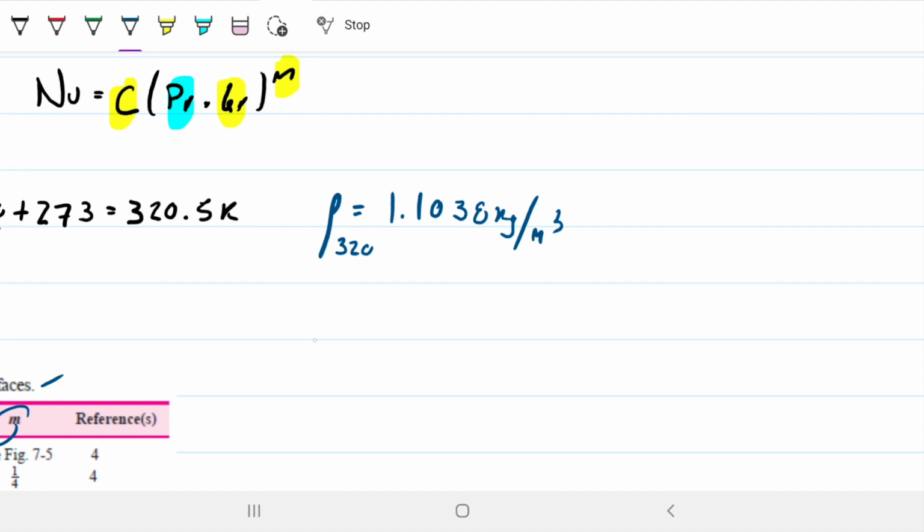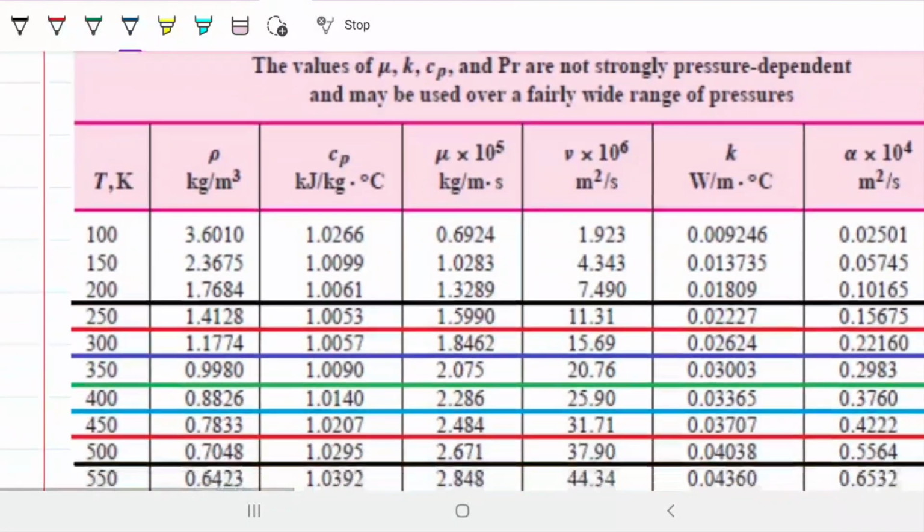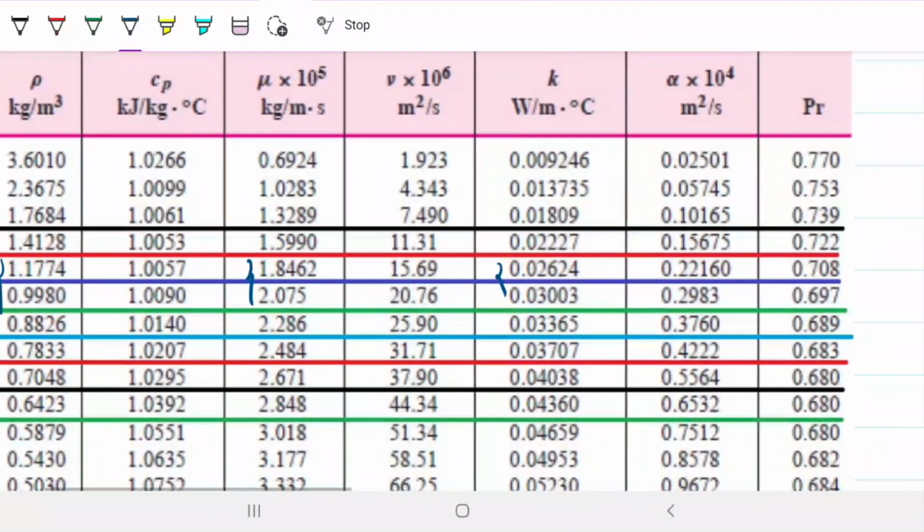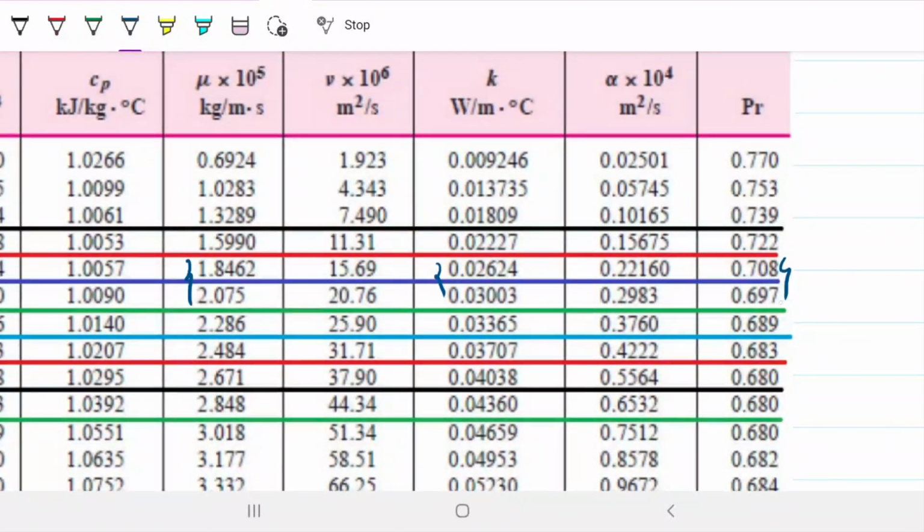What else? I'll need the viscosity at 320. I got that to be 1.94. This is all from table A5, by the way. I'm interested in 320, so between these two, and I had to interpolate to grab these values. So the density is going to be between these two. For the viscosity, I'm also needing this one, conductivity, and I'll need Prandtl, so I'll need this one too.